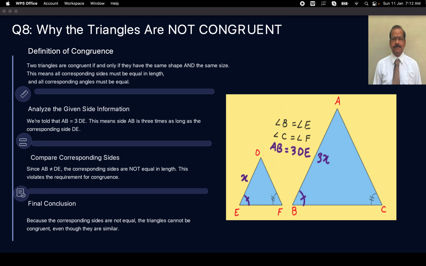Now compare corresponding sides. Since AB is not equal to DE, the corresponding sides are not equal in length. This violates the requirement for congruence. So the final conclusion is, because the corresponding sides are not equal, the triangles cannot be congruent even though they are similar. Further explanation goes in the next slide.